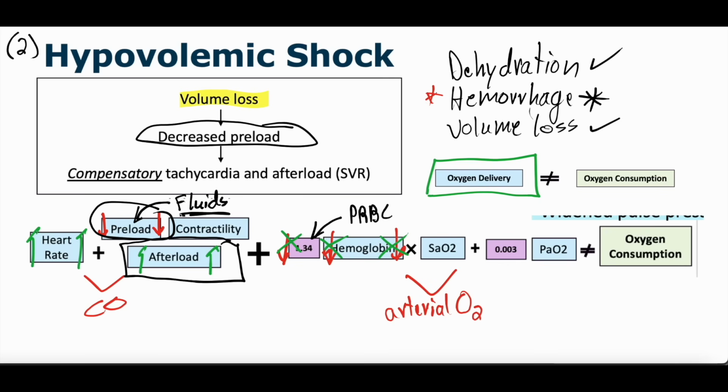So you need to address that with fluids if it's dehydration, or packed red blood cells. The packed red blood cells will improve the arterial oxygen content. The fluids will improve the cardiac output, right? And these things together will increase the amount of oxygen delivery that hopefully can then keep pace with oxygen consumption. All right, that was shock state number 2.